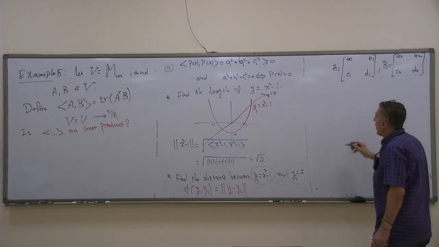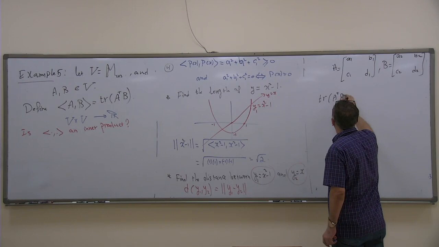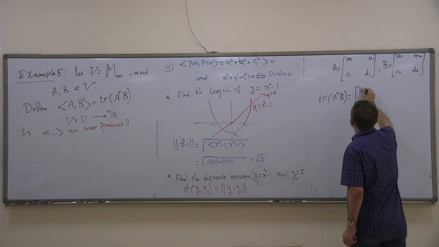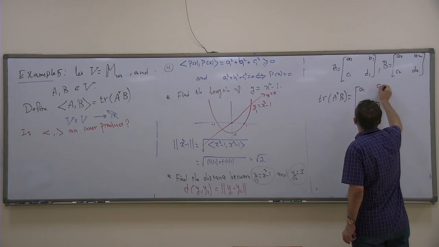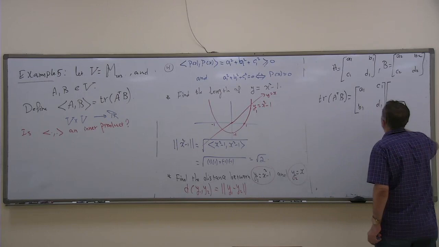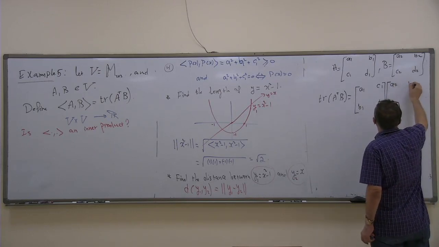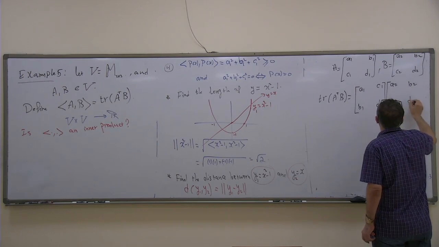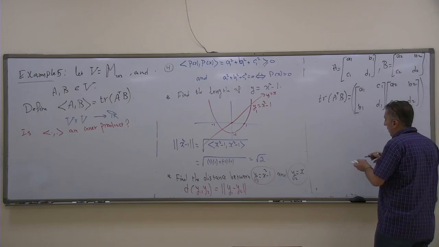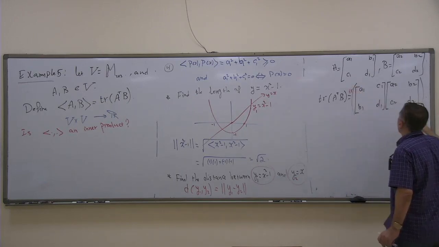What is trace A transpose B? This is going to be A1, B1, C1, D1, and that is going to be B. So A2, B2, C2, D2, and you have the trace of that. So I should have left some space here. So the trace of this.